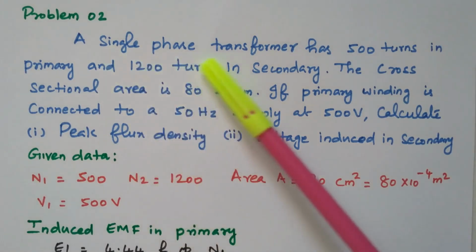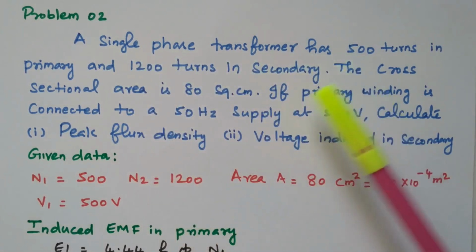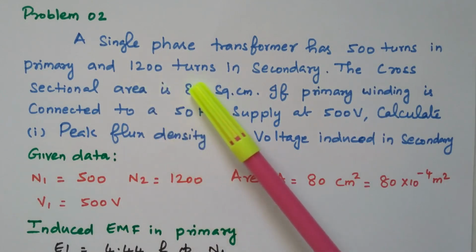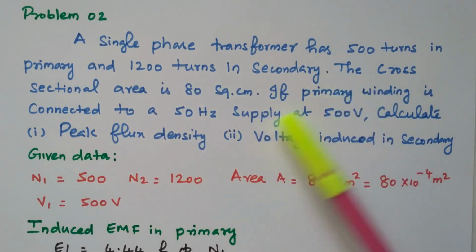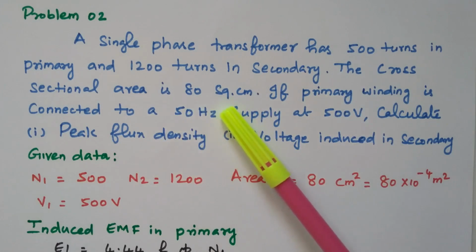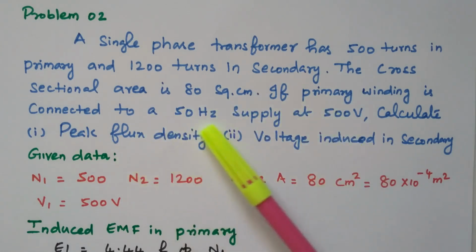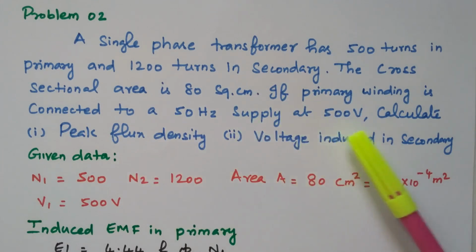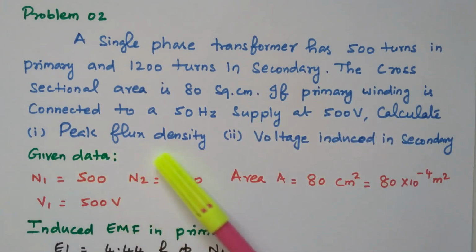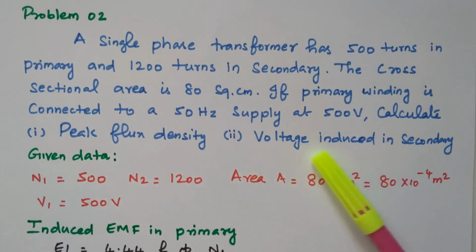A single phase transformer has 500 turns in primary, 1200 turns in secondary. The cross sectional area is 80 square centimeter. If the primary winding is connected to 50 Hz supply at 500 volts, calculate the peak flux density and voltage induced in the secondary. So the peak flux density means maximum flux density.